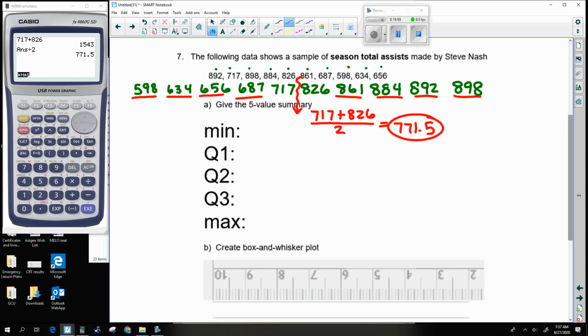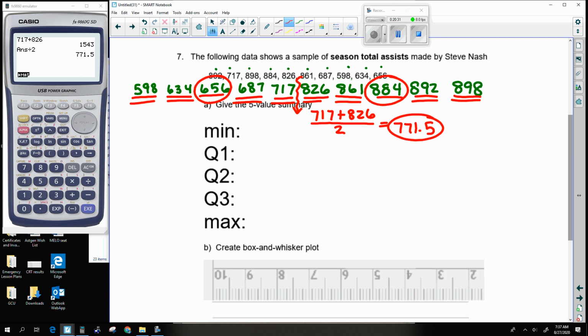With that, that splits the list. The 717 now belongs to the low side. This 826 now belongs to the high side. Now, what I do is I find the median of the low side and the median of the high side. So the low side, it's going to be exactly that number right there. High side, it's at 884.